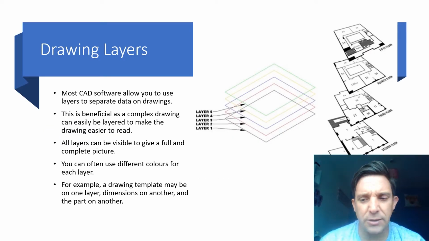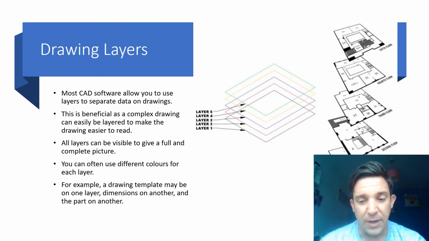Drawing layers are available in most CAD software, and their main benefit is to help separate the data on the screen or in a CAD drawing. So let's say you've got a complex drawing with lots of elements of the part, or if it's a layout as in the picture, lots of different layouts all on top of each other. You can utilize layers to split that data apart to make it easier to read.